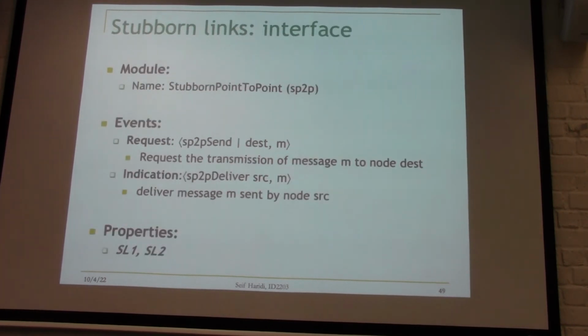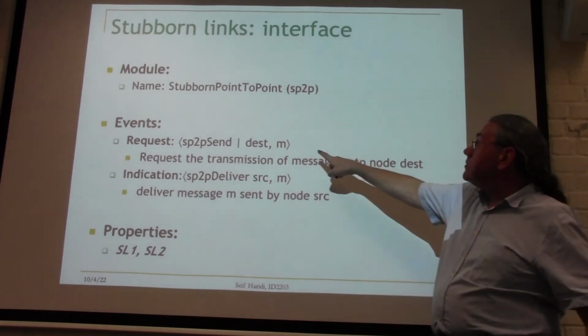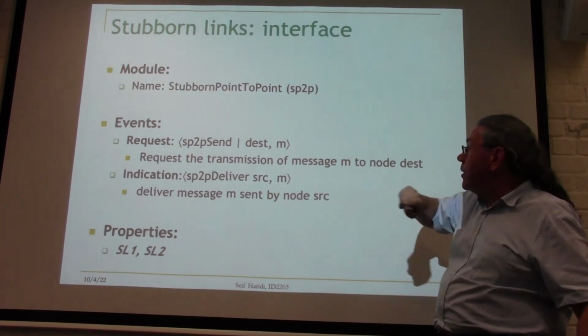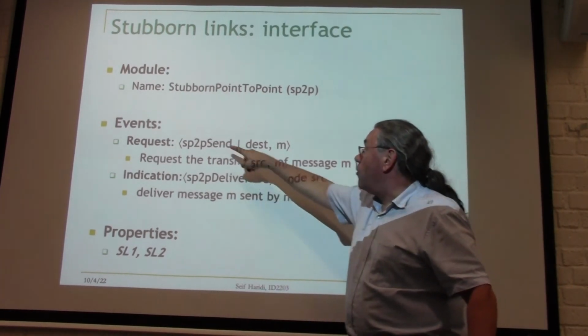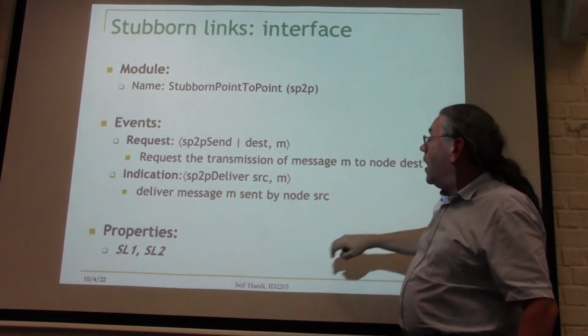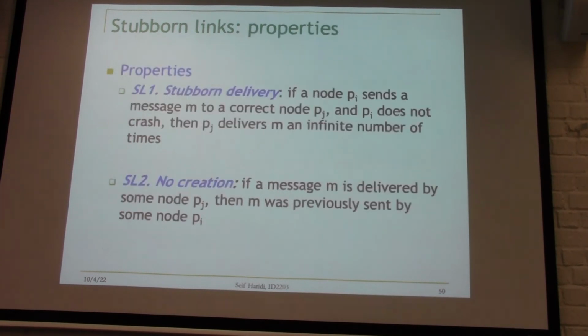So the next step is the stubborn one. So I'm going to build this one and then this one. Now we're going to start writing some real code. So this one is now stubborn point-to-point. Again, there's a send to a destination and a deliver, a request and an indication. And this thing has 2 properties, SL1 and SL2.